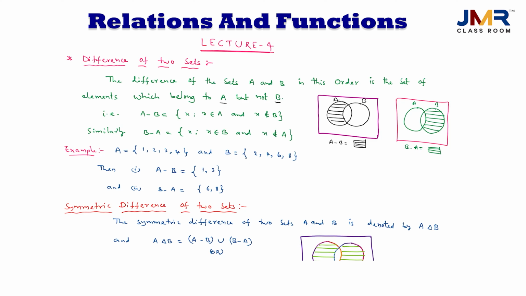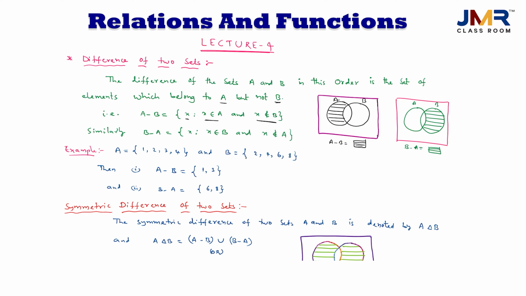Difference of 3 and 2 means 3 minus 2. In a similar way, difference of any two sets A and B is denoted by A minus B, and A minus B equals the set of all those elements X which belong to the set A and do not belong to set B. Similarly, B minus A equals the set of those elements X such that X belongs to B and X does not belong to A. So those elements which belong to B but not to A are denoted by B minus A. Those elements which belong to A but not B are denoted by A minus B.